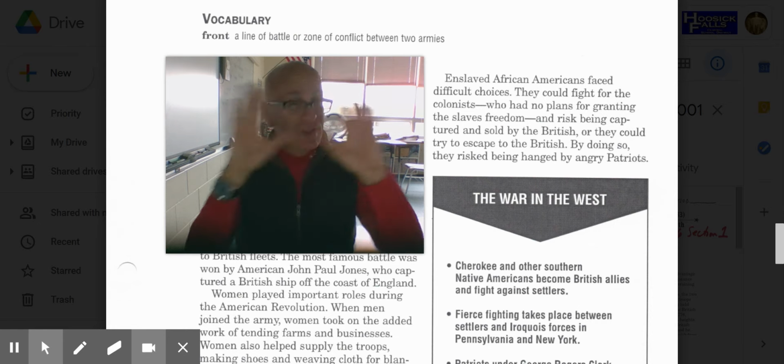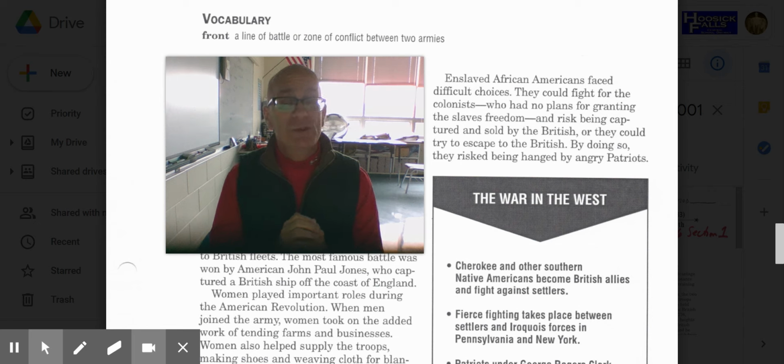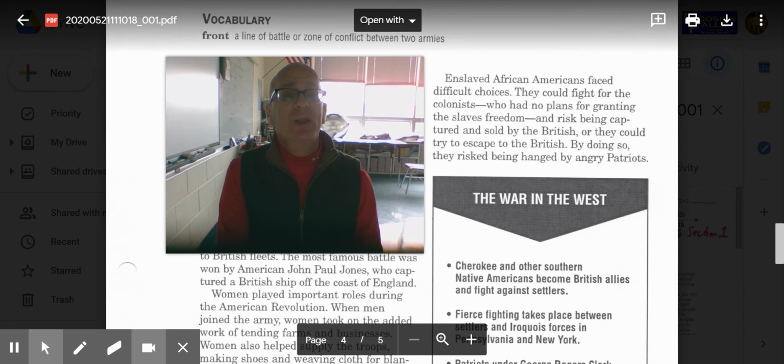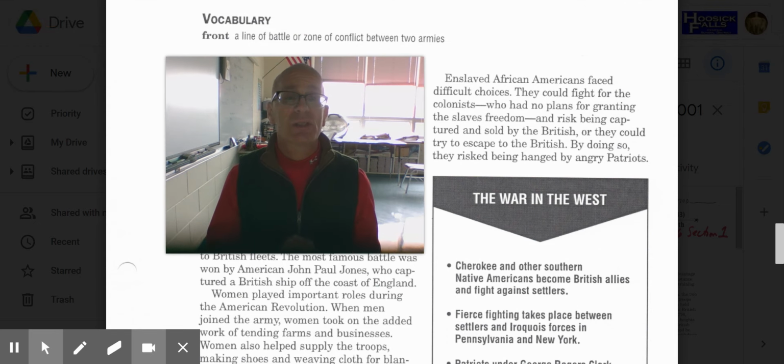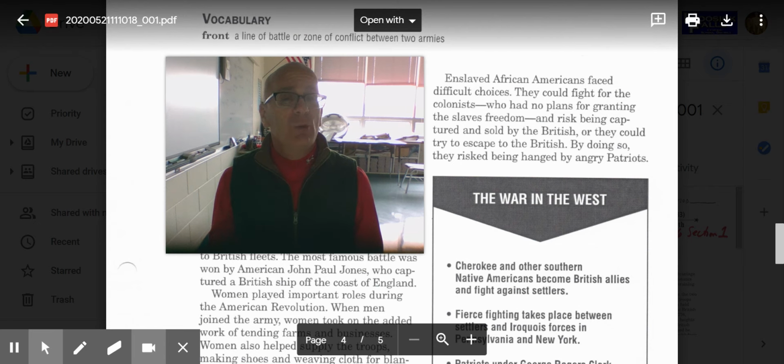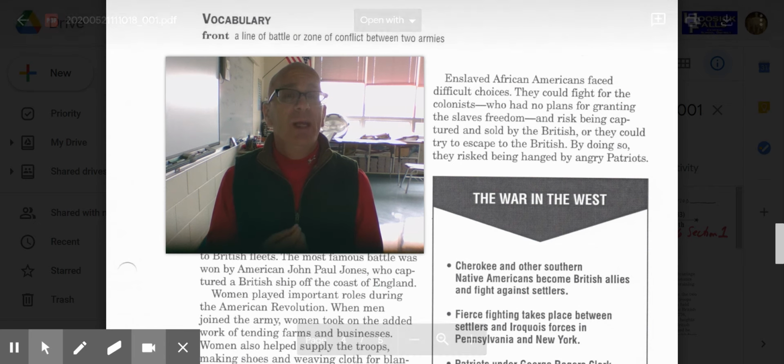So let's just make sure we clarify what we just read. Enslaved African Americans faced difficult choices. They were kind of being pulled in a couple of different directions. They could fight for the colonists who had no plans to grant them freedom, and risk being captured and sold by the British, or they could try to escape to the British side during the war. By doing so, they risked being hanged by angry patriots.